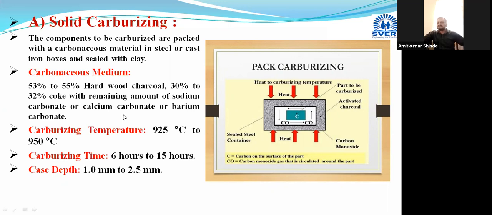Now, here I have mentioned the carburizing temperature and time. The process will be like this. The component on which we want to perform carburizing is heated along with the carbonaceous medium by keeping them in a sealed container made of steel or cast iron, in a temperature zone of 925 degrees Celsius to 950 degrees Celsius for 6 to 15 hours.